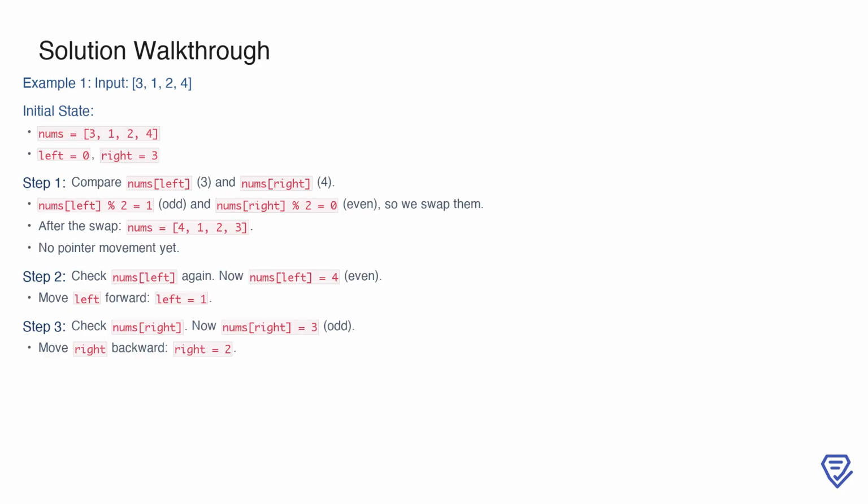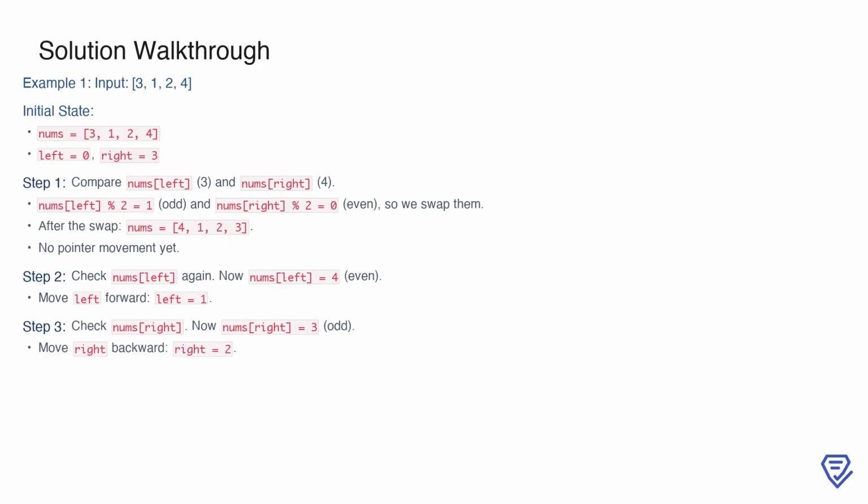To begin solving the problem, we start with the input array 3, 1, 2, 4. The two pointers, left and right, are initialized at the start and end of the array, respectively. Initially, left points to 3, and right points to 4. The first step is to compare the values at these positions. Since nums[left] is odd and nums[right] is even, we swap these two values. After this operation, the array becomes 4, 1, 2, 3. At this point, we do not move either pointer yet.